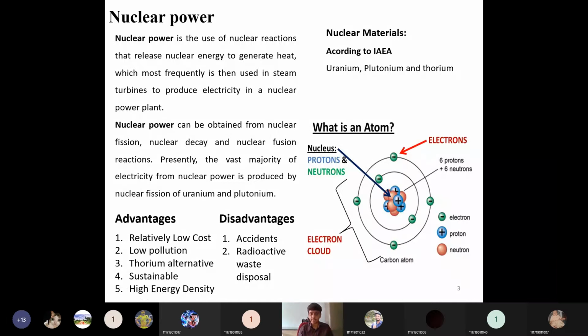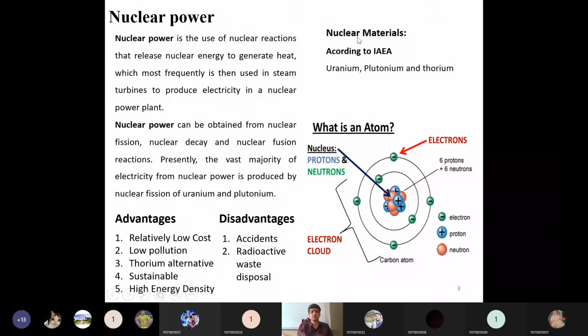We can use alternative nuclear materials, like thorium, and it causes less pollution compared to normal power plants. Then it is relatively low cost compared to conventional or traditional power plants. So these are the various advantages and disadvantages of nuclear power.